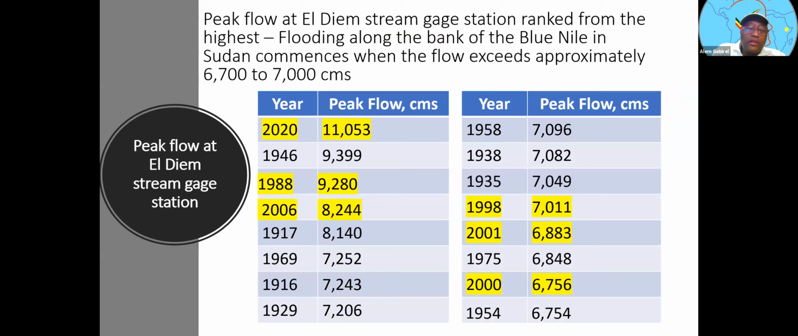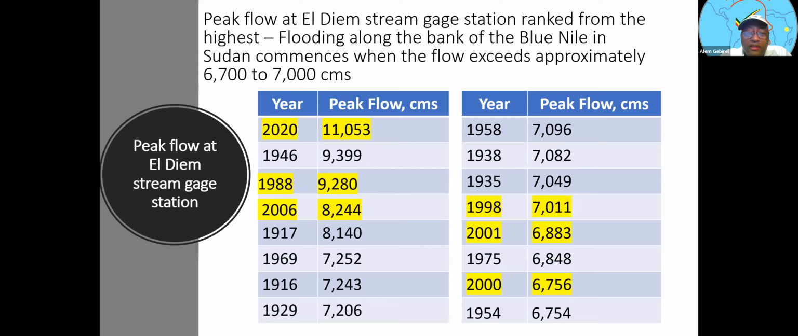Now let's come to the flows recorded at the Alem gauging station, which is downstream of the GERD, close to the Sudan-Ethiopian border. If you see historically, there are high flows recorded by that gauging station. The most recent being 2020, 88, 2006, 98, 2001, 2000. All these are very high flows. The highest being 2020, 11,000 CFS.